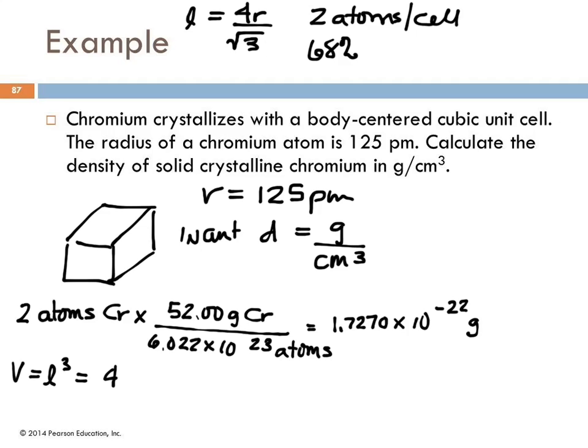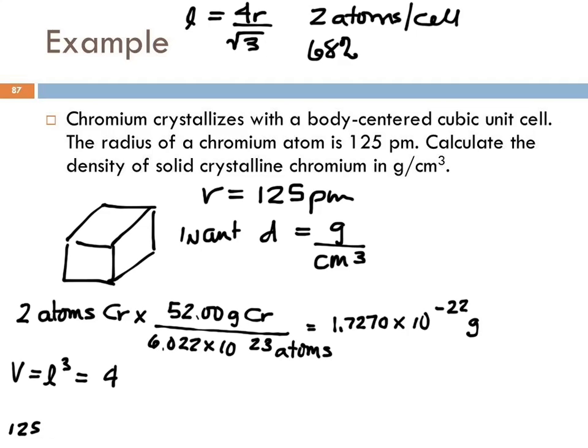Well, L is 4 times the radius over the square root of 3. Do you want to convert the picometers to centimeters now or later? Now. It'll be easier now. Let's do that down here. I'll get rid of that copyright thing. So 125.